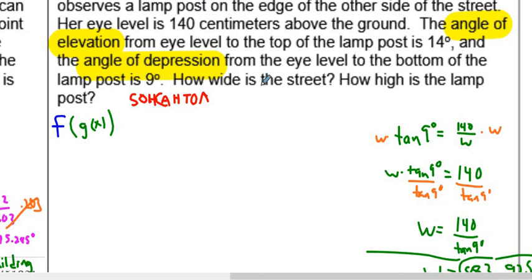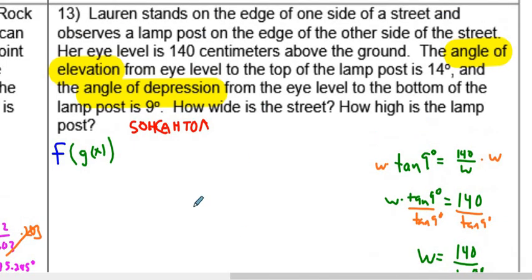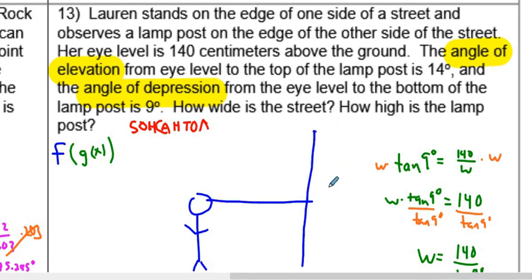So let's draw this out. You have a person, right? She is standing at a height of 140 centimeters tall. So her eyeball is 140 centimeters. So if she looks over here at a lamp post, that line of sight, as it's called, is still going to be 140 centimeters directly across from her.